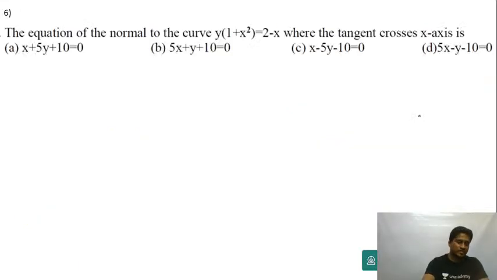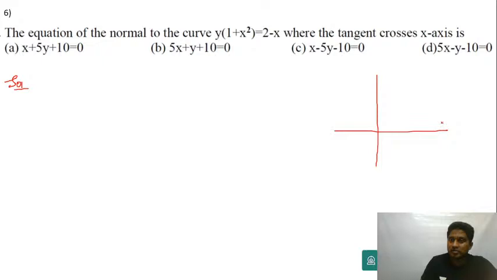Alright, question number 6, guys. The equation of the normal to the curve where the tangent crosses the x-axis. Okay, now in this particular question, equation of the normal to the curve where the tangent crosses x-axis. When the tangent crosses x-axis, tangent and normal will meet at the same point. So this will be the point. Whenever the tangent crosses x-axis, y will be equal to 0.